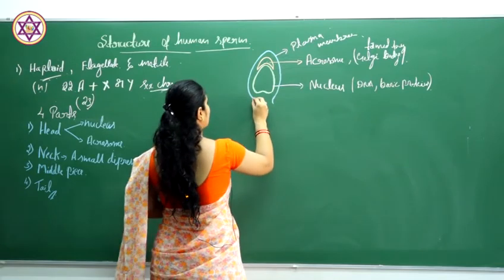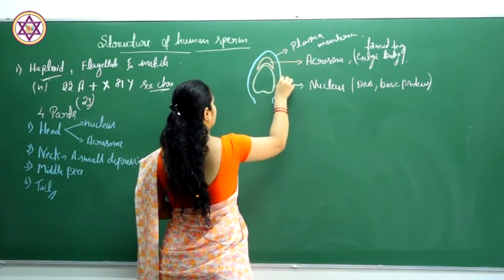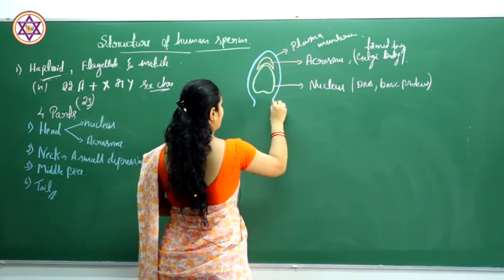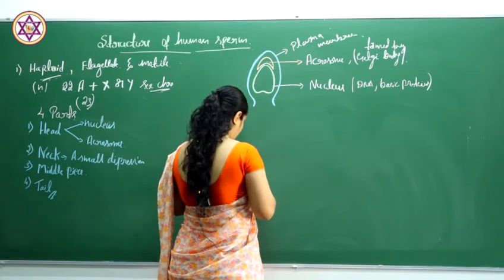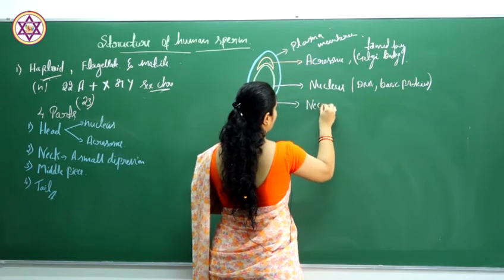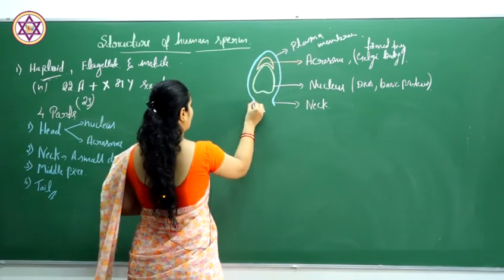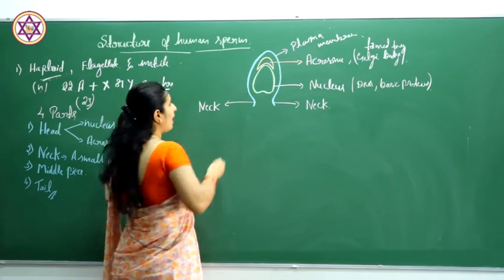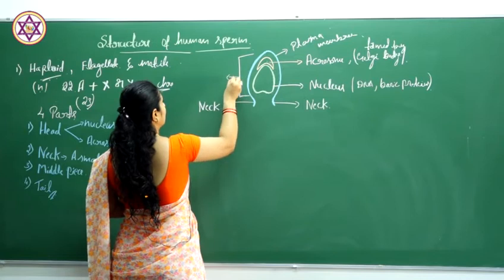So this is the structure of the mature sperm. Here is a small depression. This depression is known as the neck part. This is the neck region, and this whole structure is the head part.